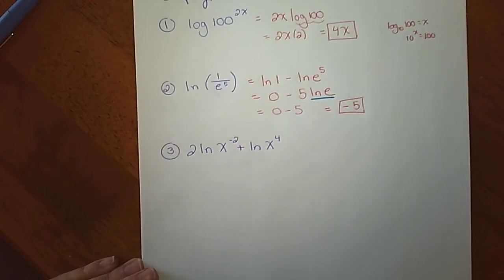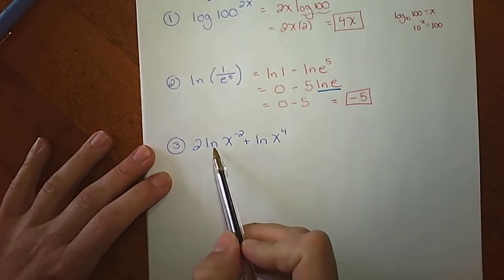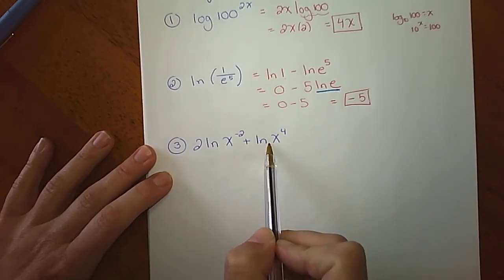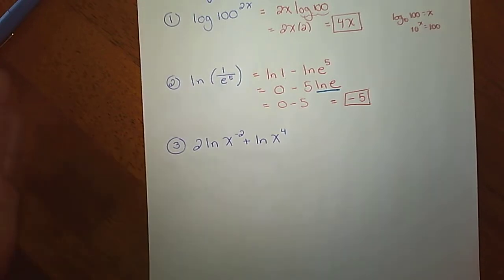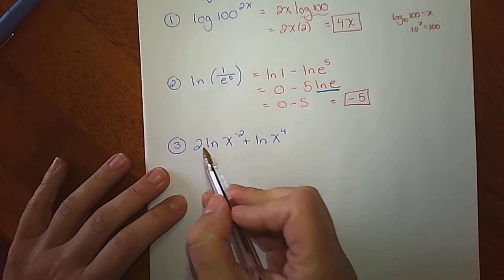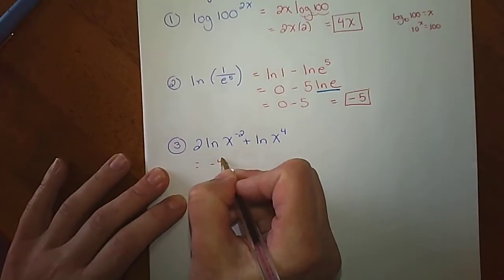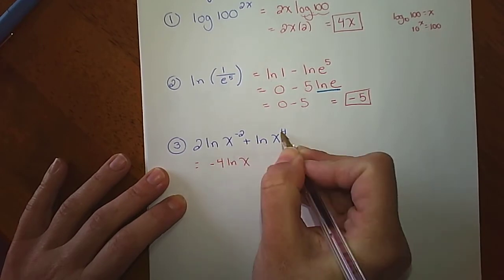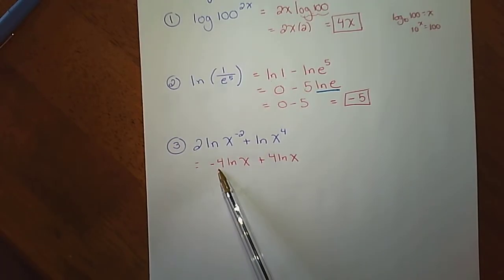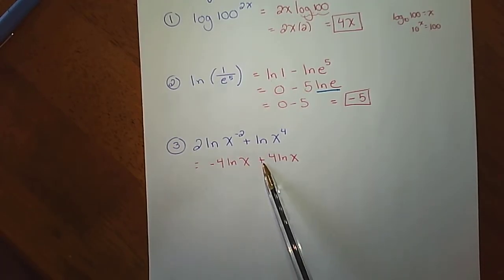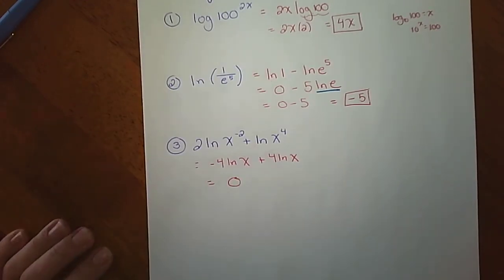And finally, the third one, I'm going to take a look at this. Now, they're both natural logs. And we want to see what we can do here. Actually, there's 2 ways of doing it. One way of doing it would be to bring him down. So that would equal negative 4 natural log of x. Bring this one down. Check it out. Negative 4 natural log of x plus positive 4 natural log of x. They just cancel each other out and you get 0.